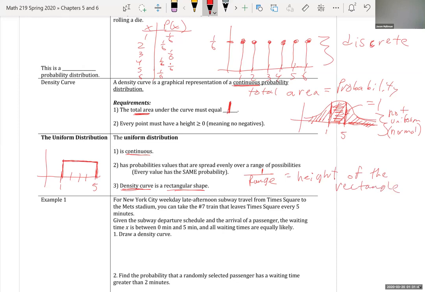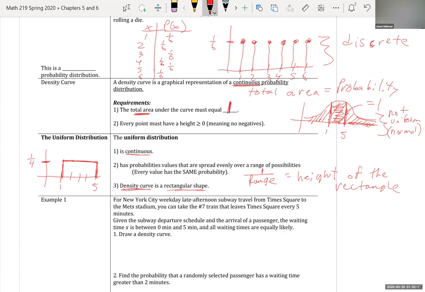How high is that rectangle? Well, what's the range here? Well, the range is the highest number minus the lowest number. It's that 5 minus 1. So 5 minus 1 is 4. And so the height of my rectangle is 1/4. 5 minus 1 being 4. Okay. So the height is 1/4.